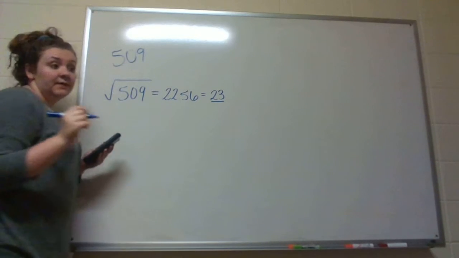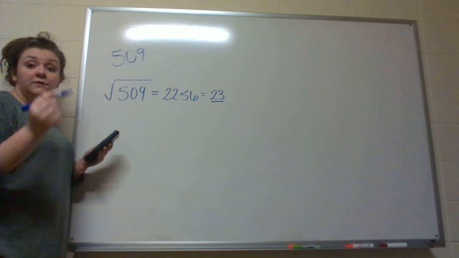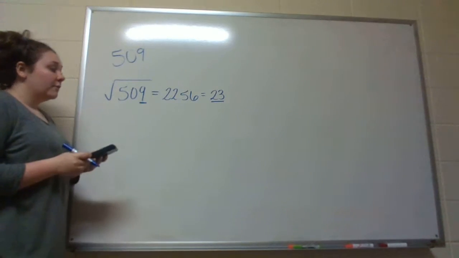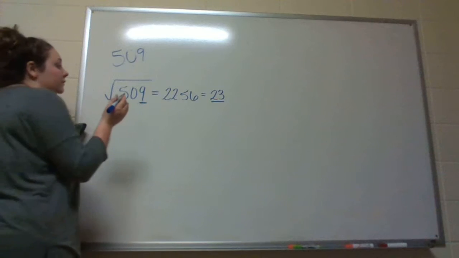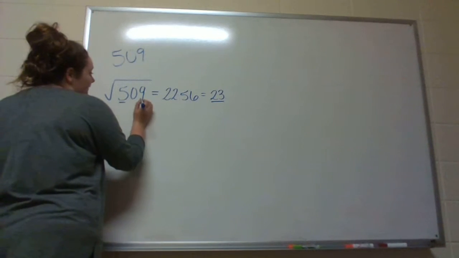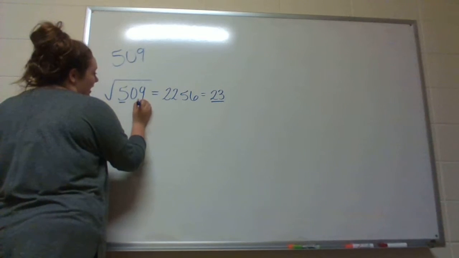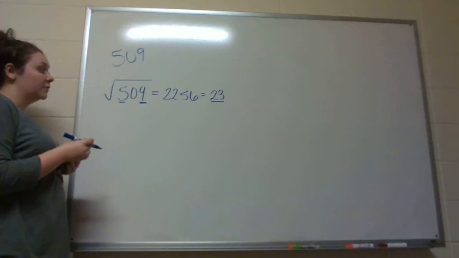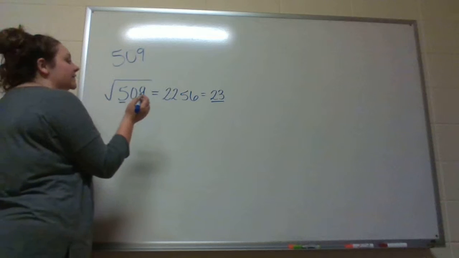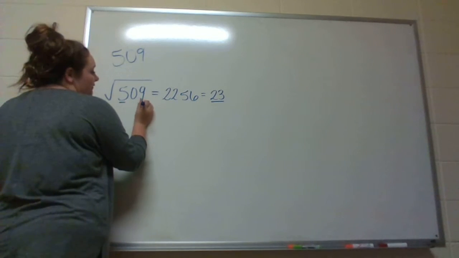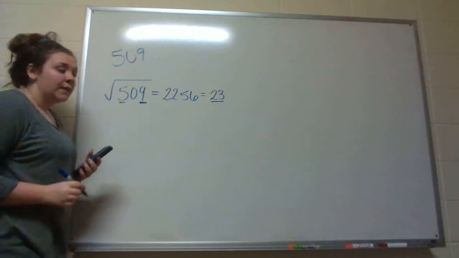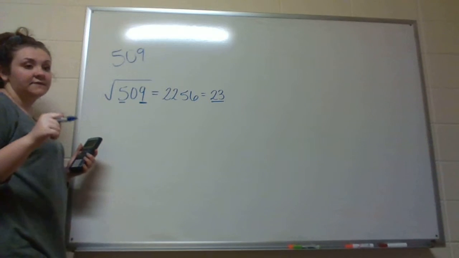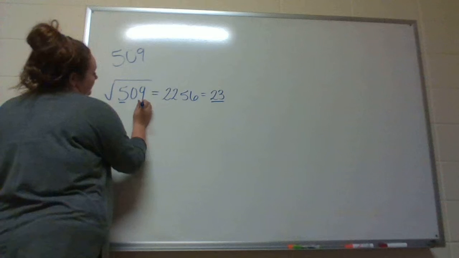So we will not be using 2 or multiples of 2 because 509 doesn't end in an even number. We won't be using multiples of 3 because of the rule that if you add 5 and 9 together, you get 14, and 14 is not a multiple of 3. We won't be using 5 because 509 doesn't end in a 5 or a 0. And we won't be using multiples of 10 because 509 doesn't end in a 0.